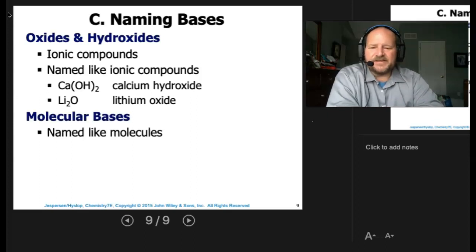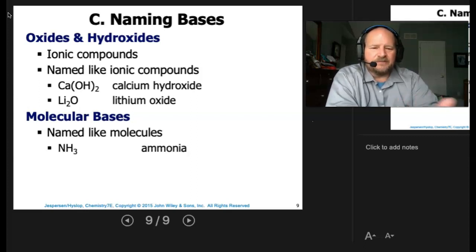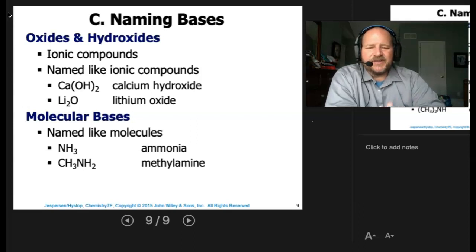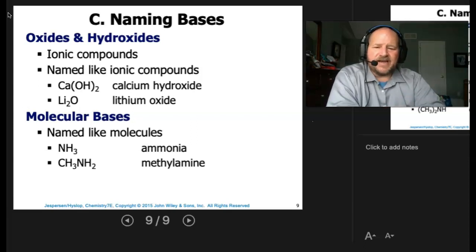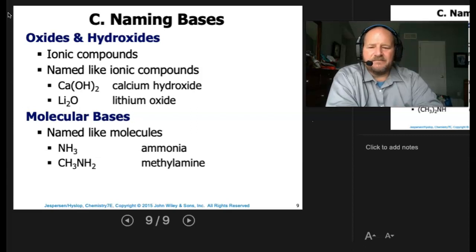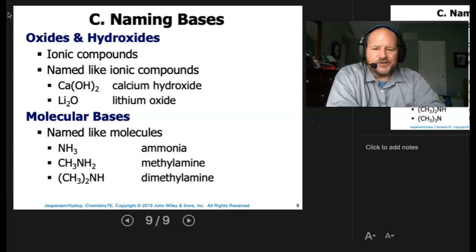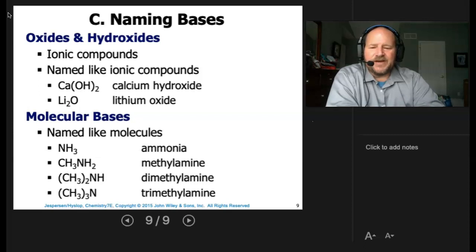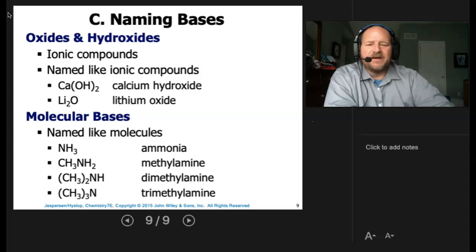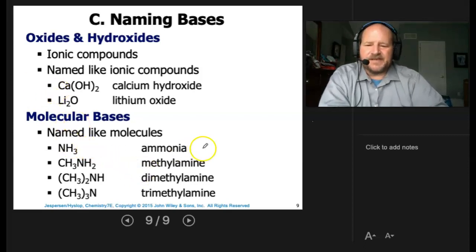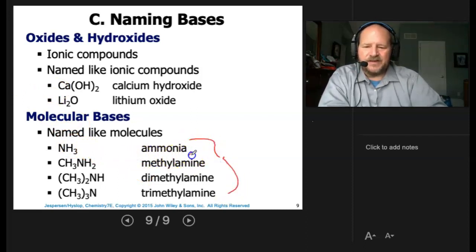Now for molecular bases, they'll be named like molecules. So they might have their own name, like NH3 is simply ammonia. CH3NH2, it's got an organic name. That organic name is going to be methylamine. Methylamine. If we have two methyls on the nitrogen, we call that dimethylamine. And of course, when we have all three, we call that trimethylamine. For the molecular bases, for these guys down here, on most exams, I'll probably give you the name, ammonia, and then a comma, and then what that formula is.